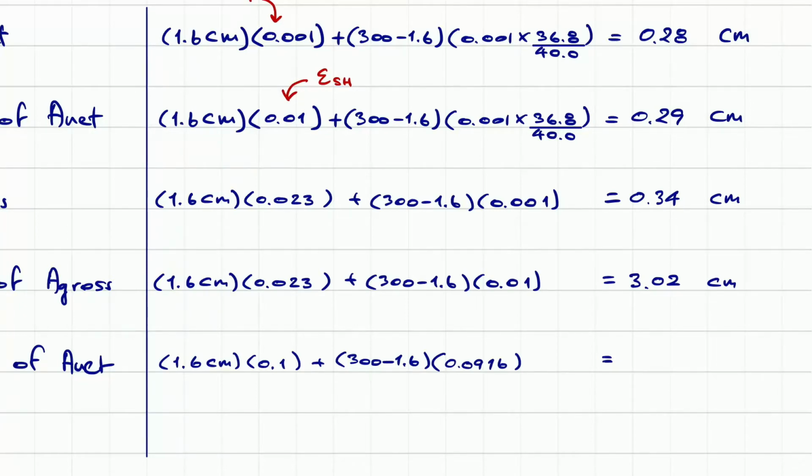0.6 multiplied by 0.1 plus 398.4 multiplied by 0.0916. That makes it 36.65 centimeters.